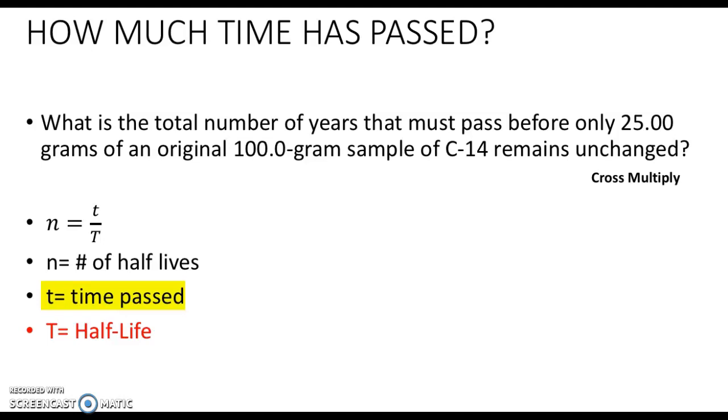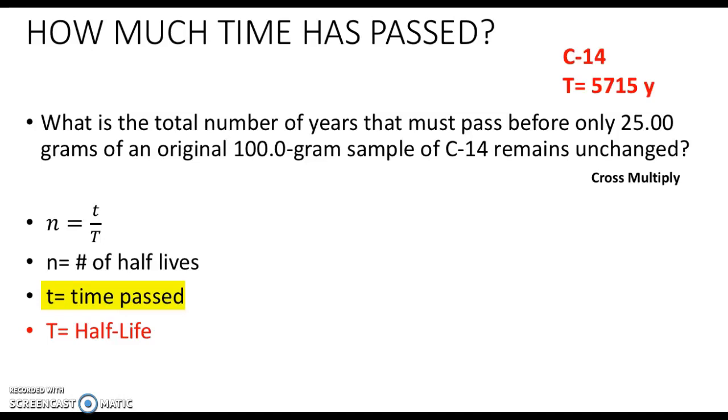Obviously, we're still working with the same formula. N equals little t over big T. Now, this problem is a little bit different than the other problems because now they give you 2 grams, and it's telling you that you started with an original of 100 grams, and you're only left with 25 grams. So we need to find out how many half-lives have passed for you to go from 100 to 25. So let's go ahead and figure that out.